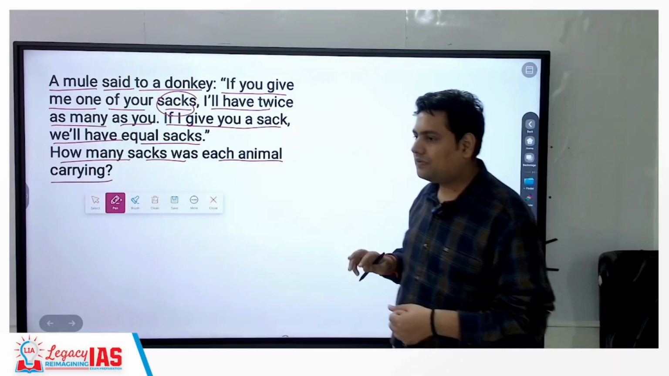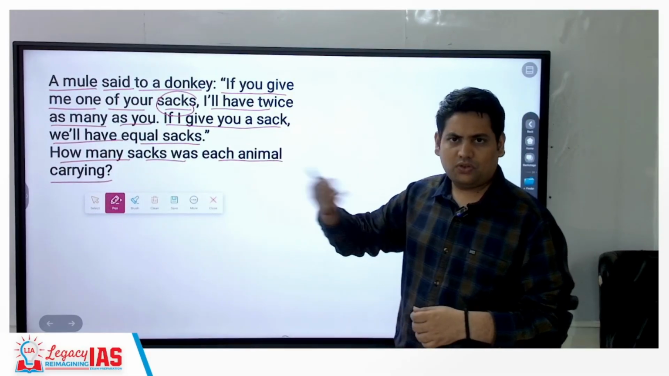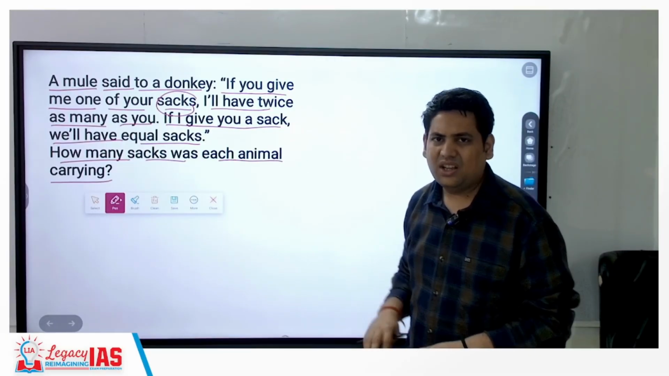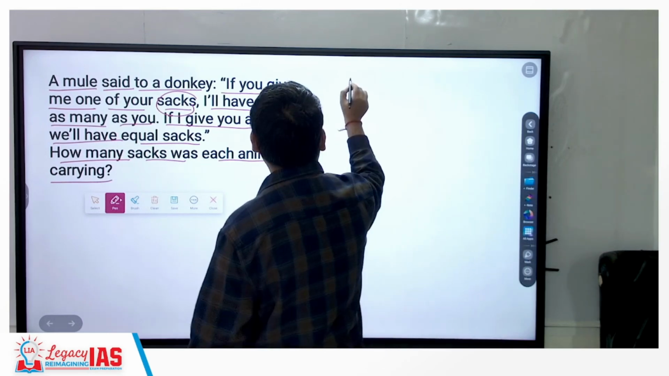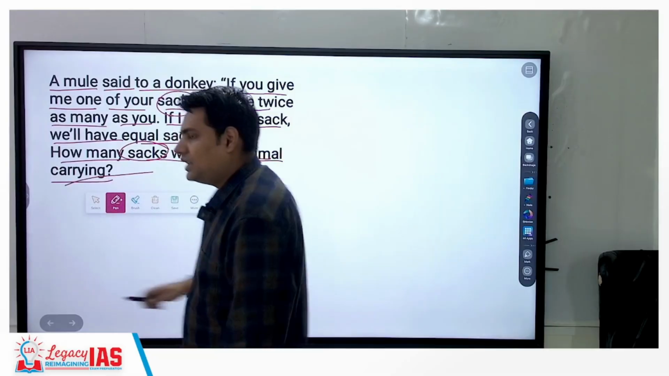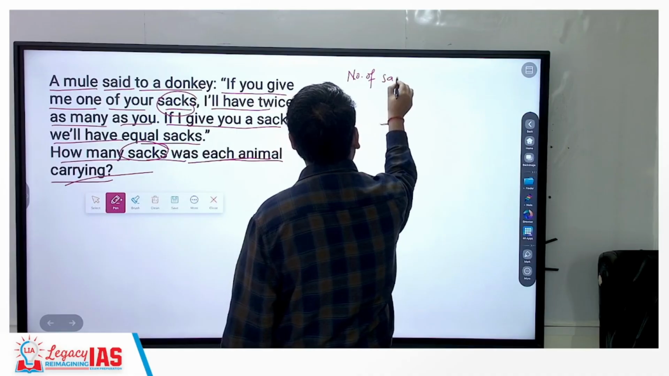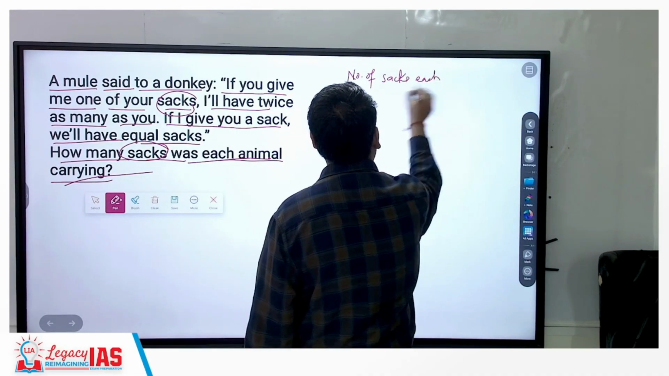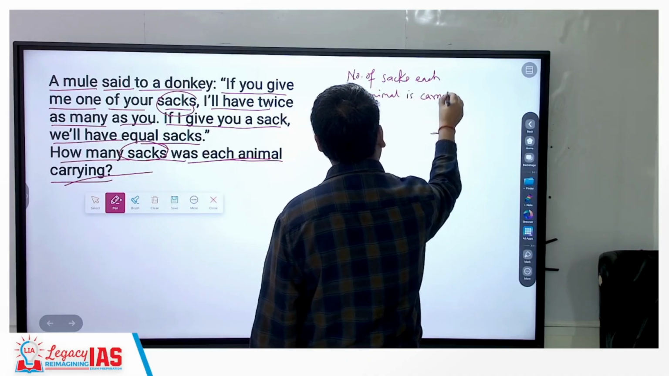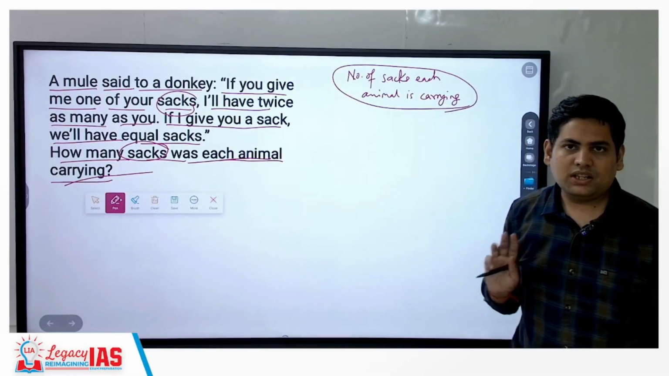Now he is telling something about sacks. That if I give you, then it becomes this. If you give me one sack, then it becomes this. Simple thing is, you need to assume. What is asked? How many sacks was each animal carrying? So what is the question? Number of sacks each animal is carrying. This is the question.